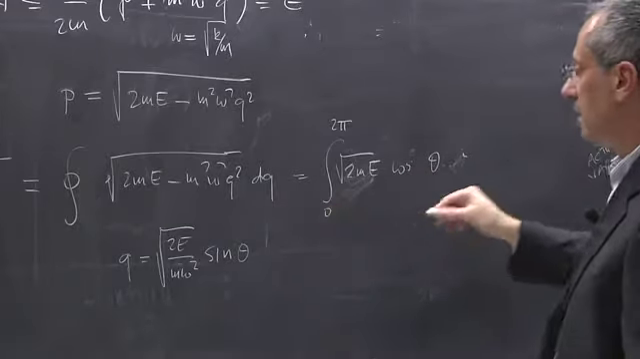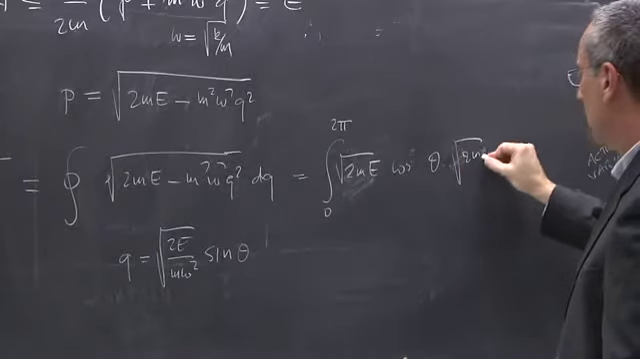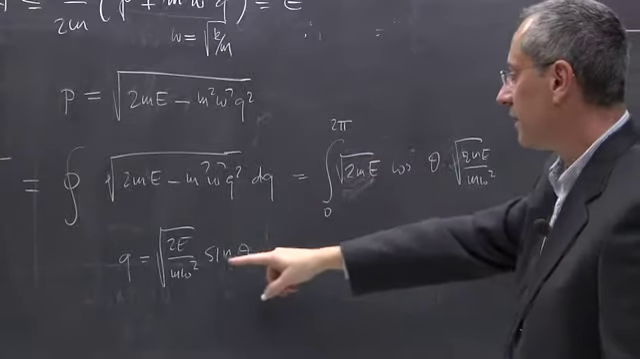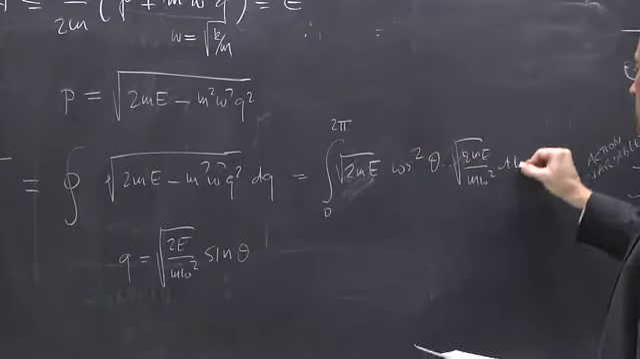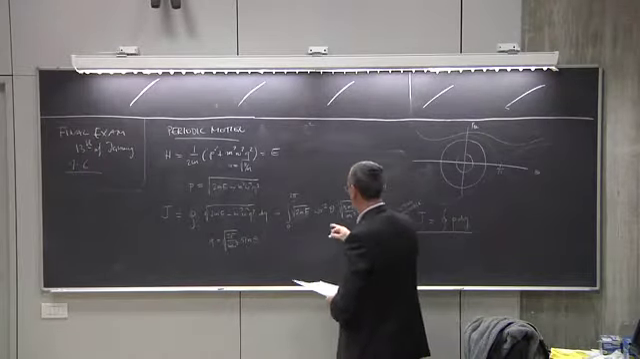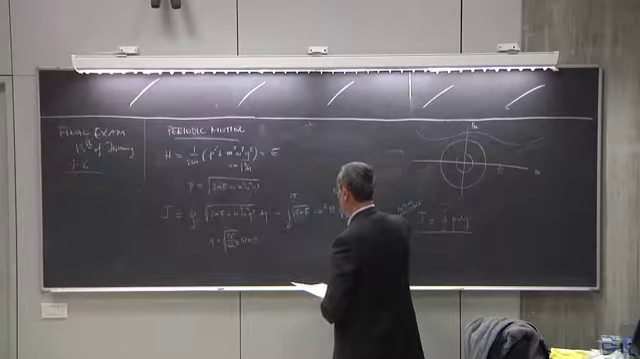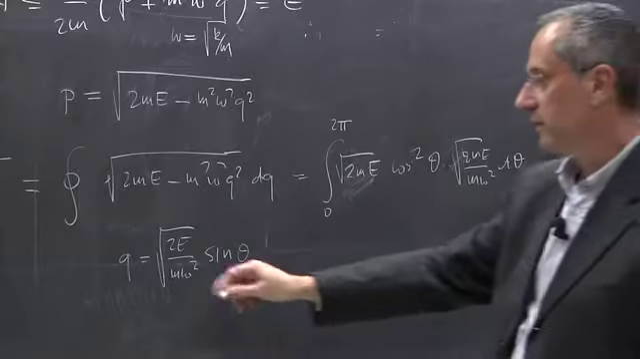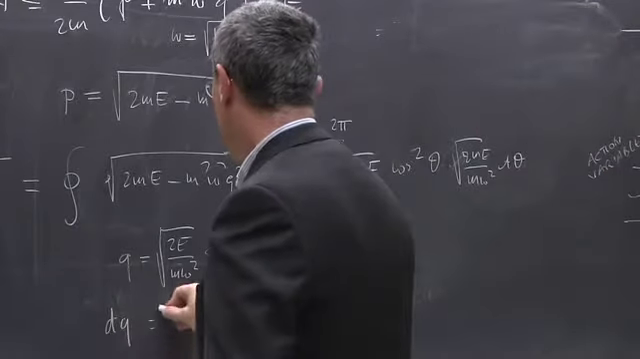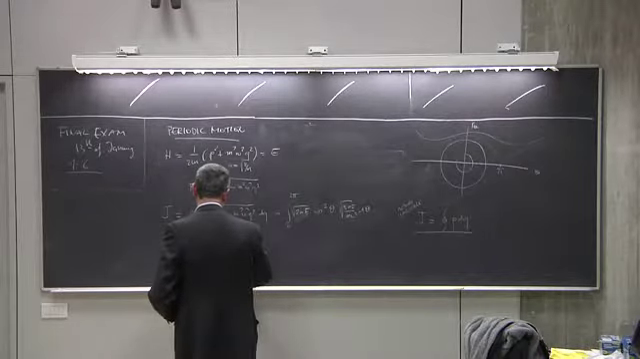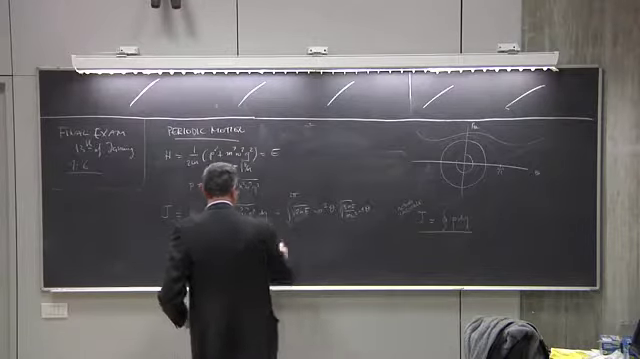Then dq, right, is again 2ME divided by m omega square, right? There is a minus, then cosine theta that becomes square d theta, okay? M omega square, no, it's just the dq. dq is this constant, right? With a minus, no, without a minus, cosine theta d theta.